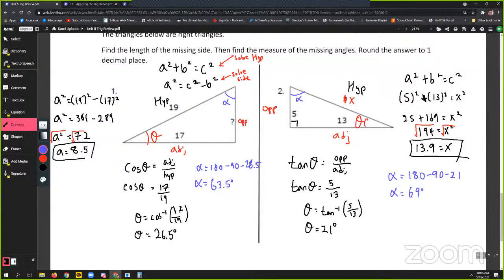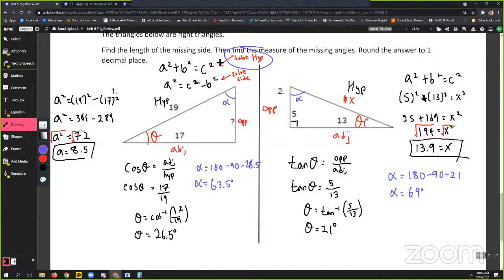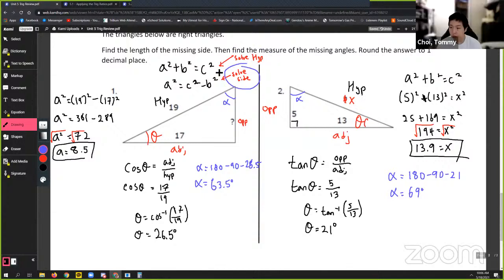How would you know if you're going to use this one, the C minus B, and the other one that we did in number 2? I already wrote it down. I said you use this if you're solving a side, this if you're solving a hypotenuse. Yeah. So top one if you're solving hypotenuse, bottom one if you're solving for the side.